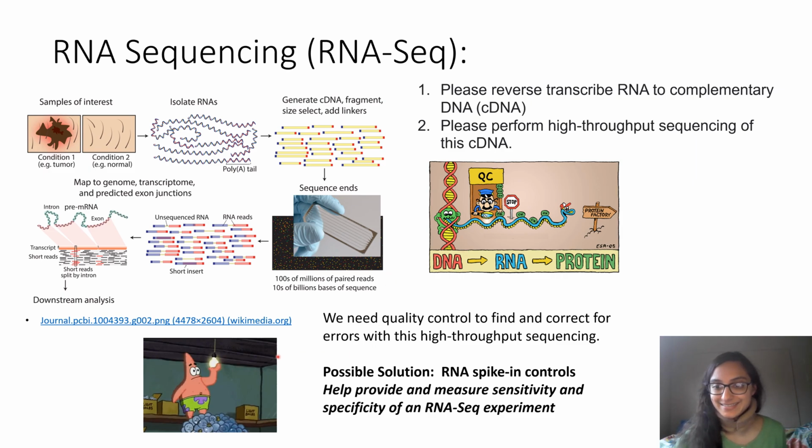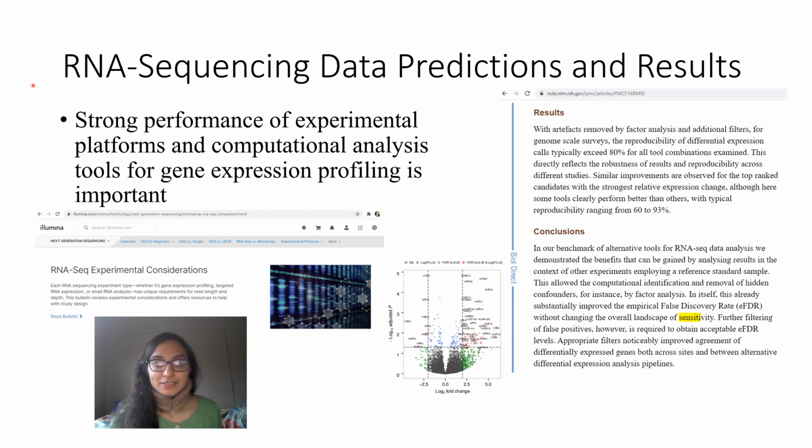So one of the solutions is to use RNA spike-in controls. They help provide and measure sensitivity and specificity of an RNA-Seq experiment. And they're also used in other experiments as well. This is an example of a paper from Illumina, which is saying RNA-Seq experimental considerations: each RNA sequencing experiment type, gene expression profiling, targeted RNA expression, small RNA analysis, has unique requirements for read length and depth, and some considerations as you're designing this experiment. You have to think of some things.